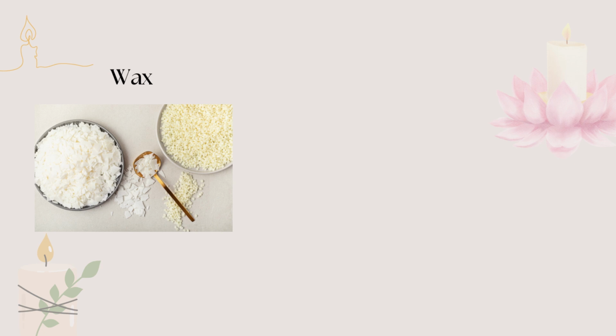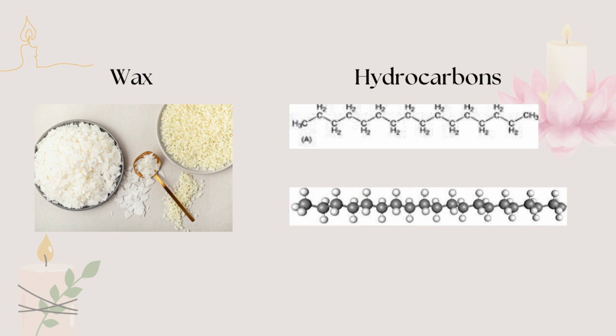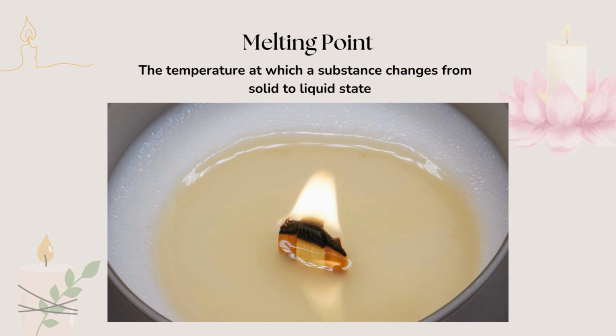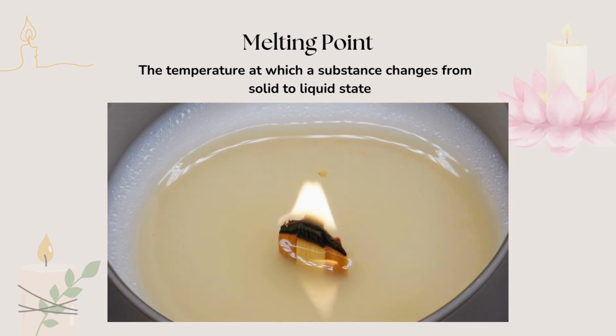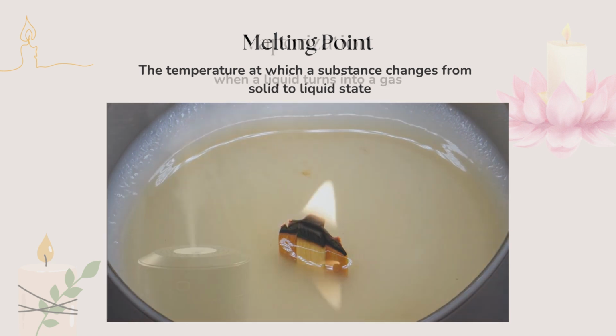Now remember a few things. Wax is made up of hydrocarbons, which is a compound made entirely of a chain of hydrogen and carbon elements. The melting point is the temperature at which a substance changes its state from solid to liquid. In simpler words, it melts at that particular temperature.